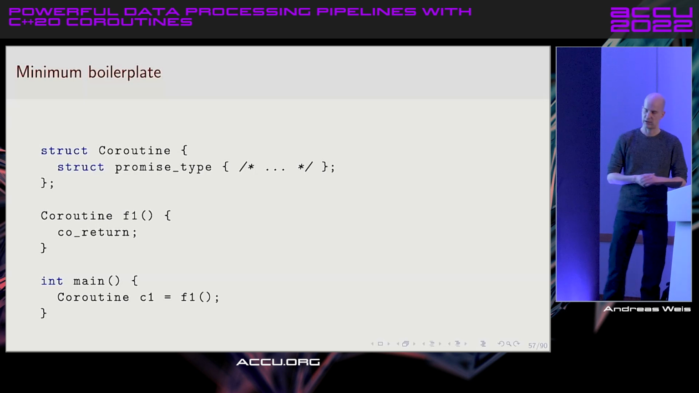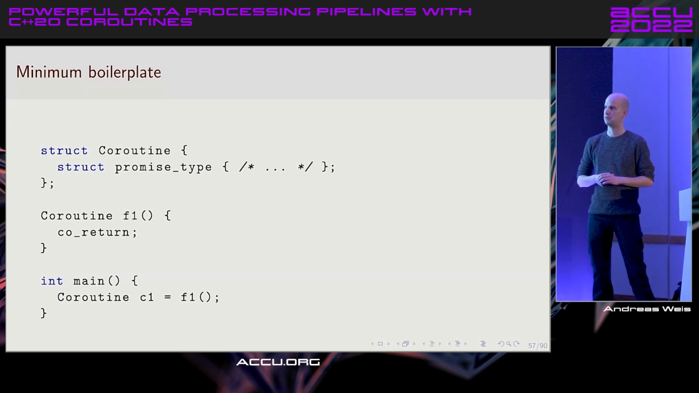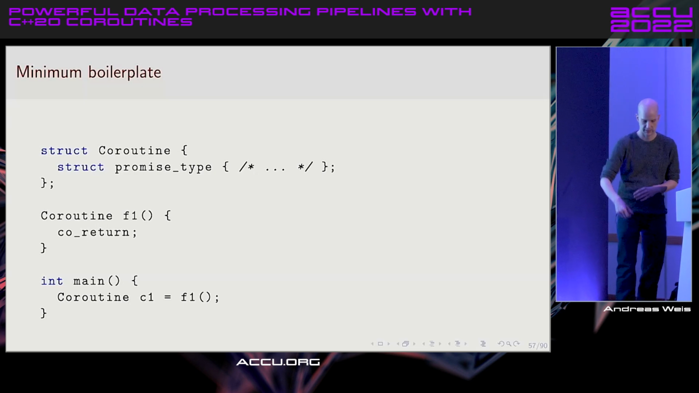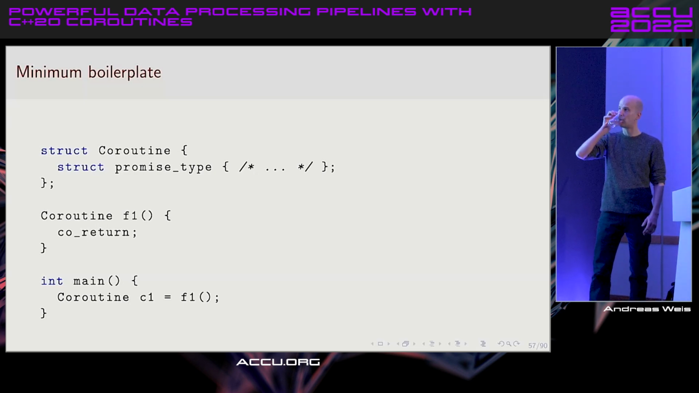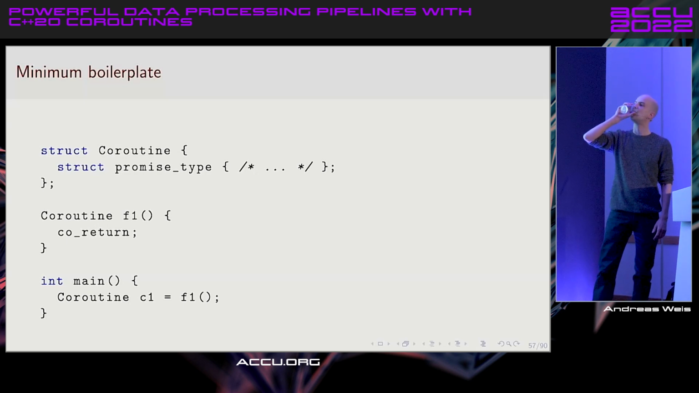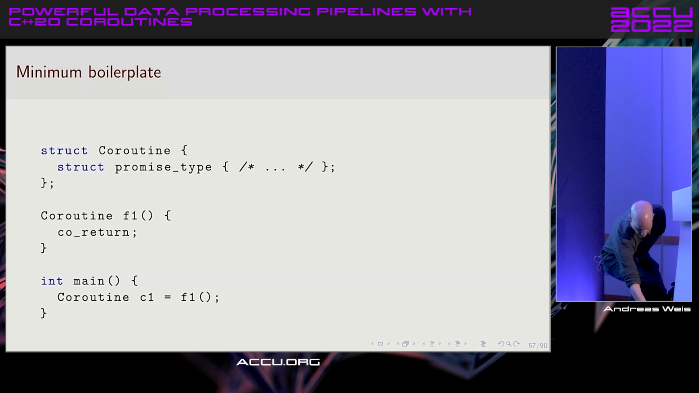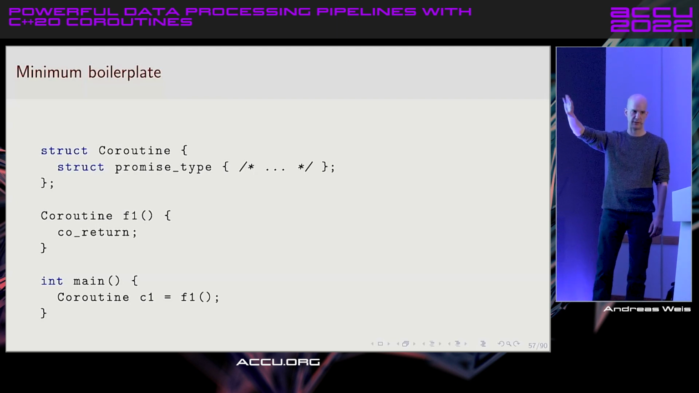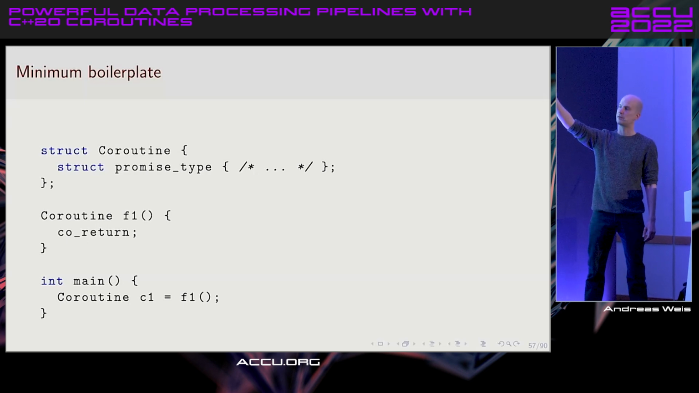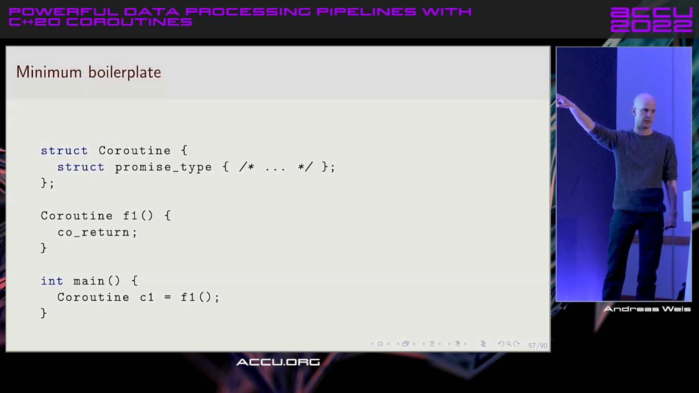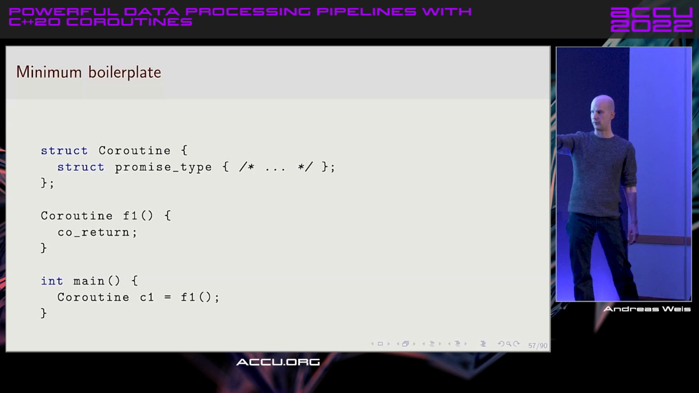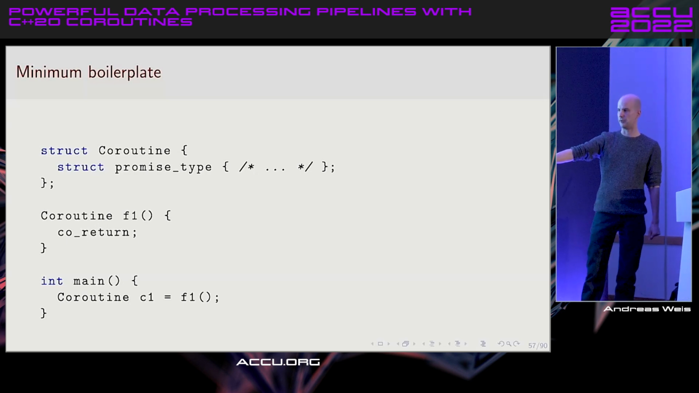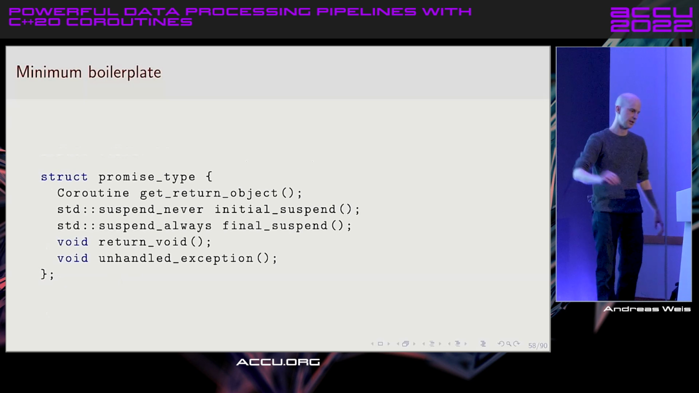So let's try writing the minimum possible code that uses coroutines. I'll let you stare at this for a second. So F1 has a co-return statement that makes it a coroutine. That means its return value has to be a coroutine object. So it needs to have this nested promise type. It needs to point this out, otherwise the compiler complains. For the caller, things look actually pretty straightforward. It just calls F1 and gets back the return object.